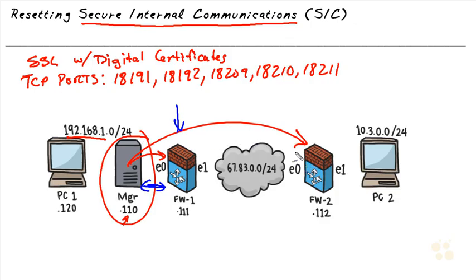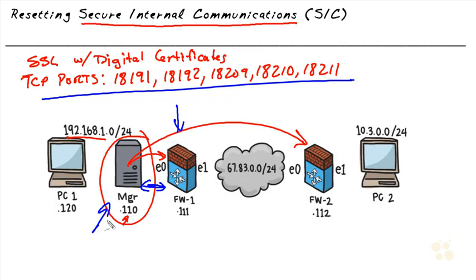Now, another scenario is that we got secure internal communications set up and working, and then all of a sudden, at some future point, it stops working. At that point, we may want to look at what changed in the network. Did we have new access control lists or filters or policies that are filtering one or more ports that are being used by SIC? Or did something just go wrong on either the gateway or the manager and we need to reset it? And if we do need to reset the communications, it's really pretty simple.